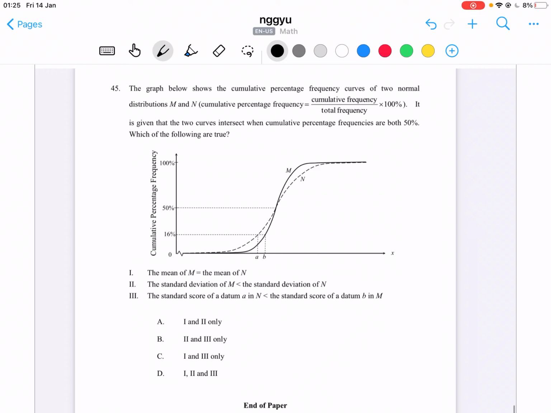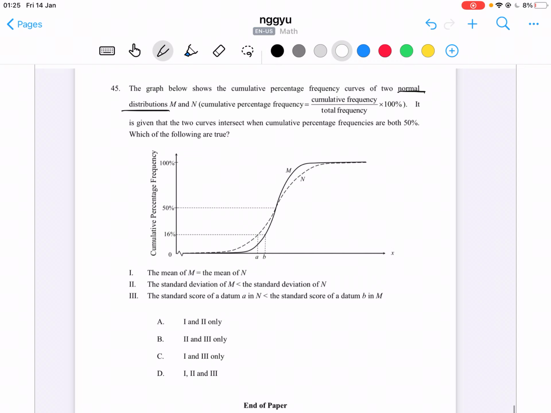So the last question. The graph below shows the cumulative percentage frequency curves of two normal distributions, M and N. The cumulative percentage frequency is equal to the cumulative frequency over the total frequency times 100%. It is given that the two curves intersect when the cumulative percentage frequency are both 50%. Which of the following are true?